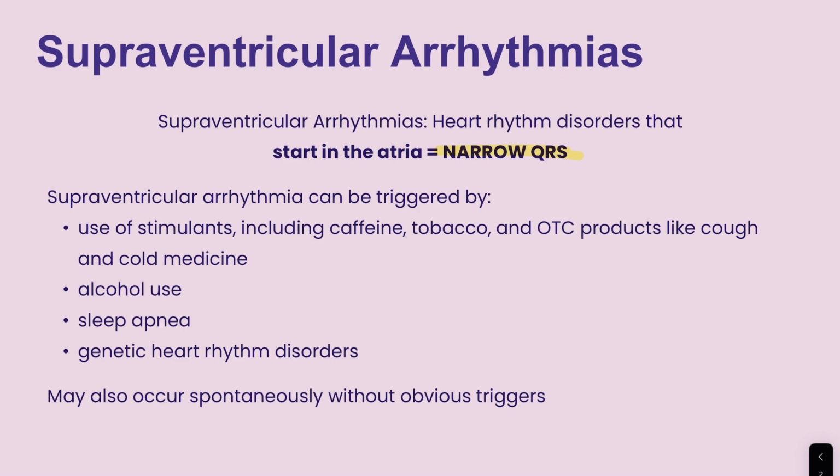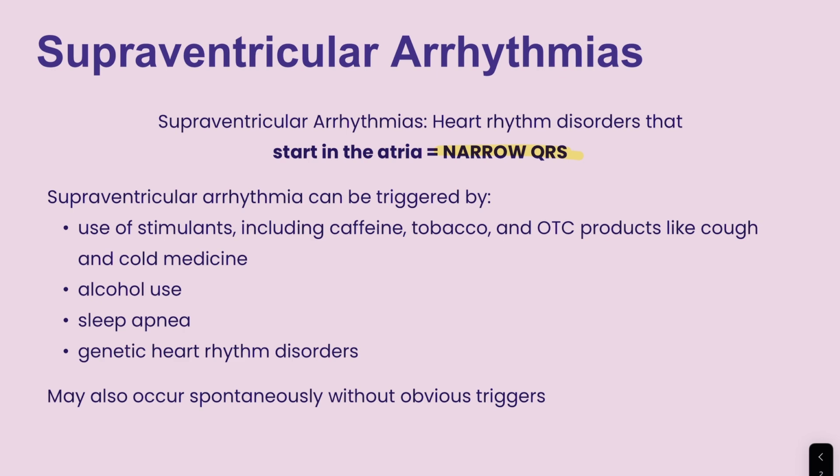When you go to look at an arrhythmia, you don't know what it is, it's a rhythm strip you're given on a test, one of the things you're going to want to look at is: is the QRS complex narrow or wide? If it's narrow, it's going to start above the ventricles, supraventricular. If it's wide, it starts in the ventricles. And that can help you categorize these different arrhythmias that we're going to talk about.